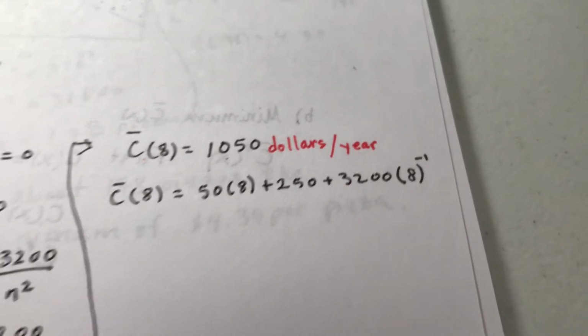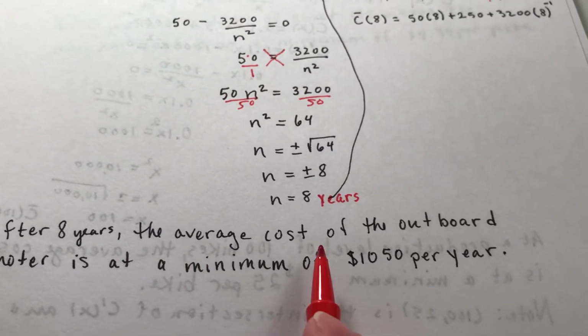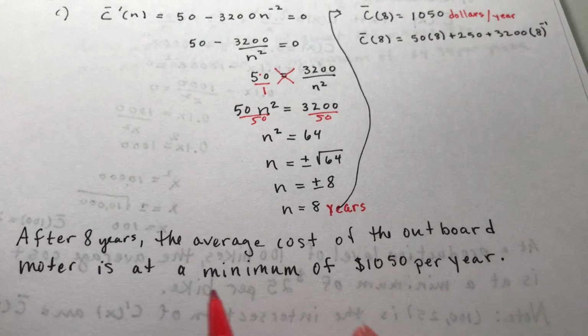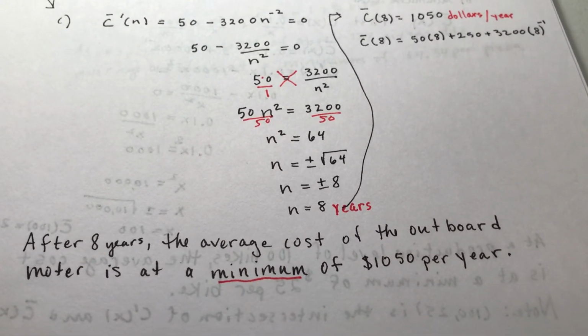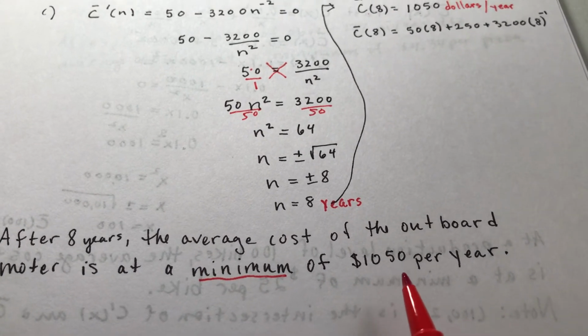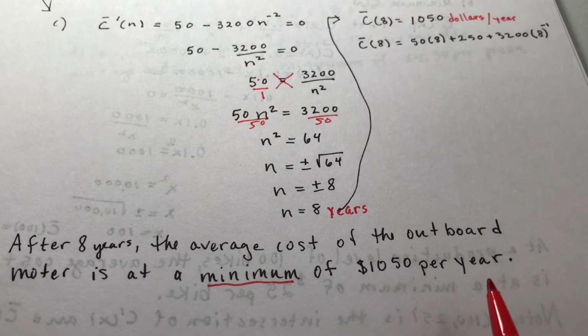All right, so what I'm going to say is after 8 years, the average cost of the outboard motor is at a minimum. You want to throw that in because that's what we're looking for, the least average cost of $1,050 per year. Now to graph this, I gave you the window.